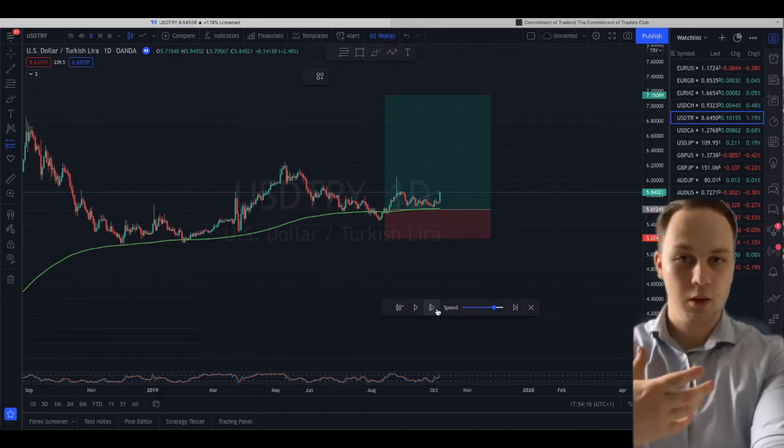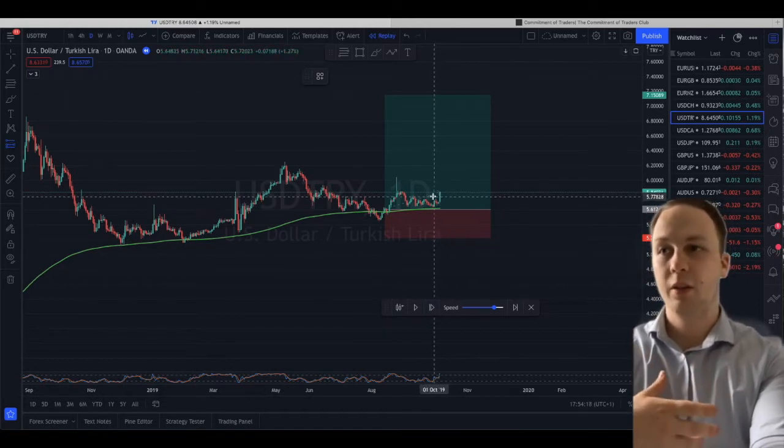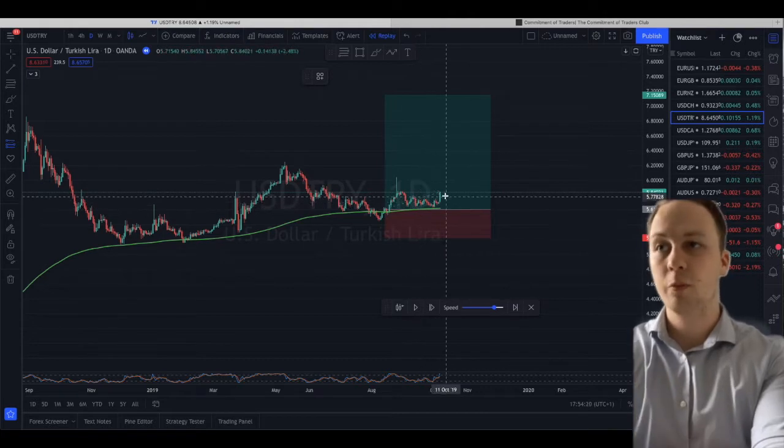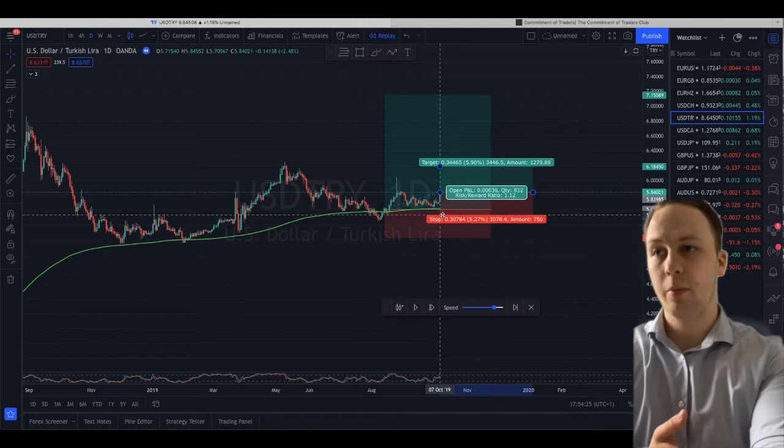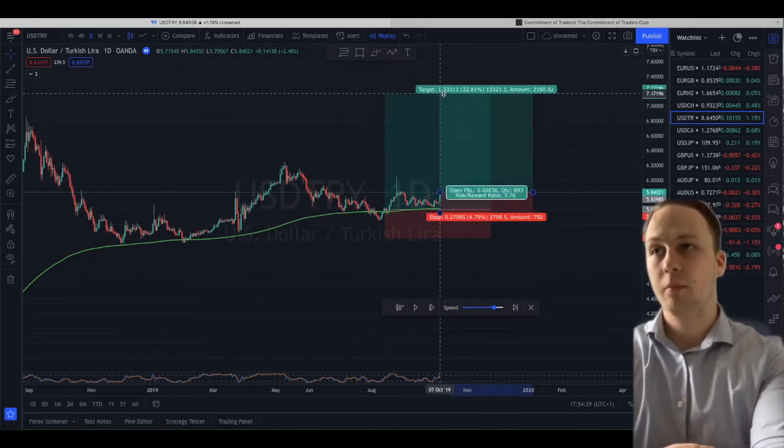Okay, there we have it. Broken way above the highs of the previous bearish movement. I'm putting in another order. Stop loss, again, I'm going to have it below my 200 moving average, and my target, again, up here.